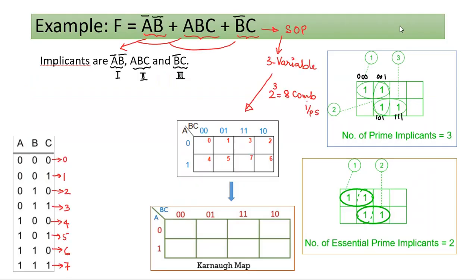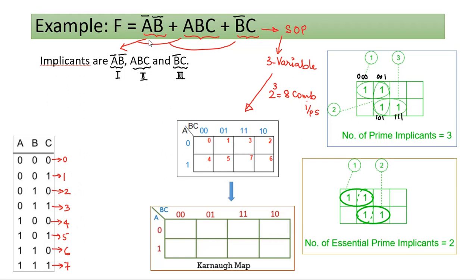So just to understand the definitions better, we will consider an example of a function f of ABC, which is equal to A bar B bar plus ABC plus B bar C. Clearly this is an SOP equation, that is a sum of product equation, and we have three variables which will give us 2 to the power 3, 8 combinations of inputs, and these 8 combinations of inputs are denoted here, and the decimal notation also is represented.